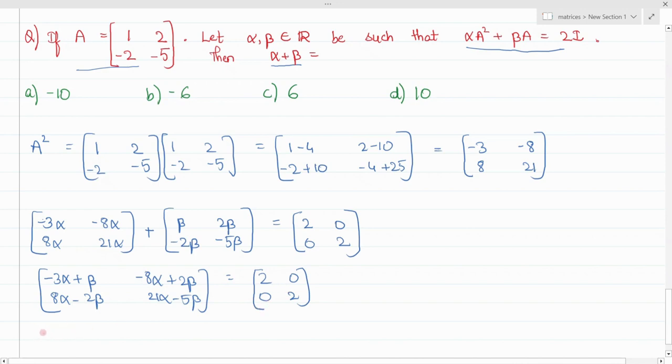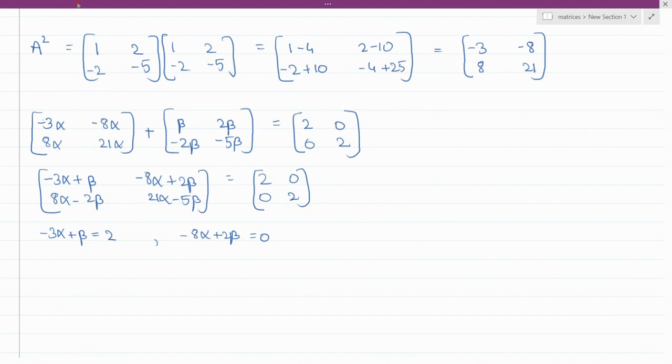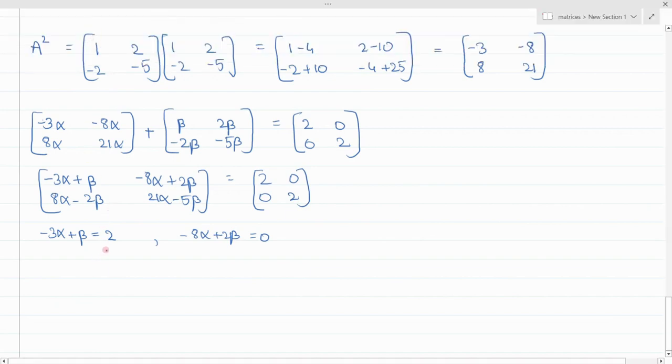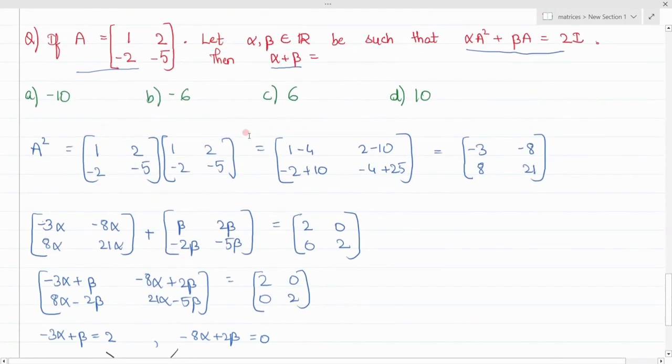Now we'll get minus 3 alpha plus beta is 2 and minus 8 alpha plus 2 beta is 0. So from these two equations, we'll get alpha as 2 and beta as 8. You can put these values in this matrix and cross-check with the answers. We'll get the same. So we need to find alpha plus beta, that is 10. So 10 is the required answer for this question.